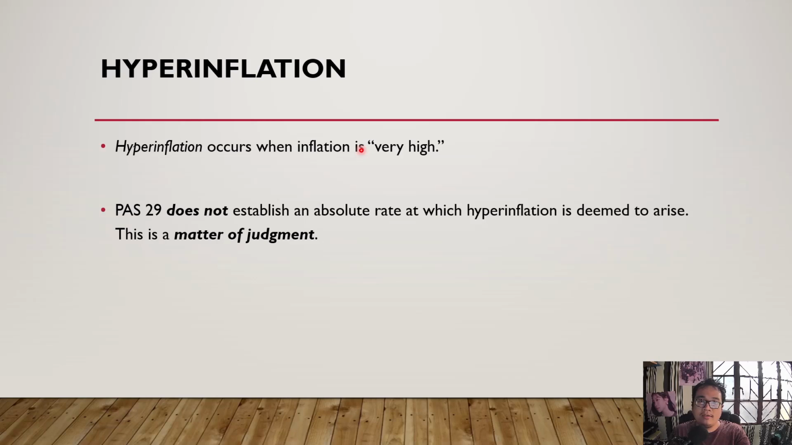Ngayon, pasok dito si PS29. PS29 does not establish an absolute rate at which hyperinflation is deemed to arise. Walang threshold na sinasabi na, okay, pag naging 50% na yung inflation rate, hyperinflation na to. Walang ganyang threshold na ginagamit kahit saan man, because hyperinflation is a matter of judgment.